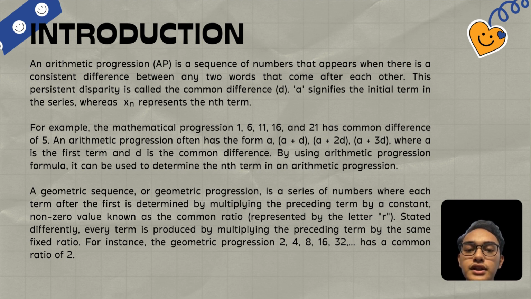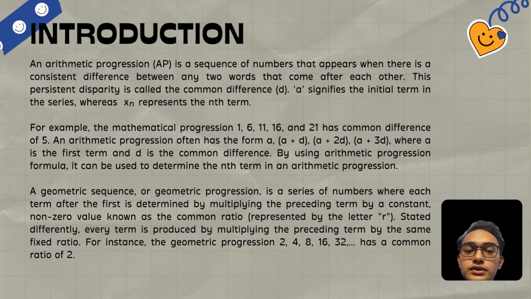An arithmetic progression often has the form A, A plus D, A plus 2D, A plus 3D and so on, where A is the first term and D is the common difference. By using the arithmetic progression formula, it can be used to determine the end term in an arithmetic progression.